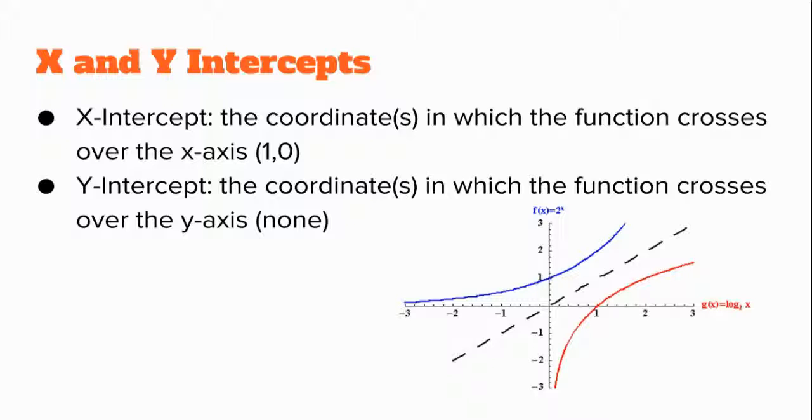All right, so x and y intercepts. What are the intercepts? The x-intercept is wherever the function crosses over the x-axis, and the y-intercept is wherever it crosses over the y-axis. So we will be focusing on this bottom red line. Our x-intercept would be (1, 0), because you can see that's where the red line crosses the x-axis. And for the y-intercept, it would be (0, 1), oh, I'm sorry, that's the blue line. It would be none, because the y-axis is actually an asymptote, which means this red line will never touch the y-axis.